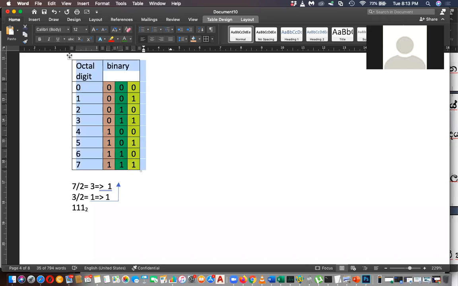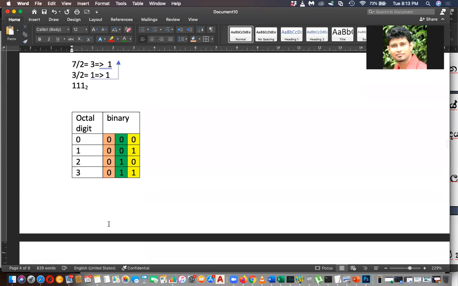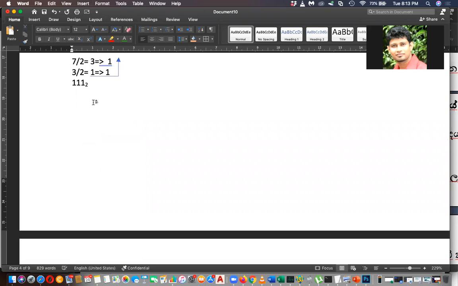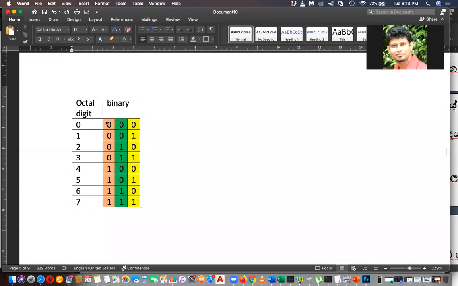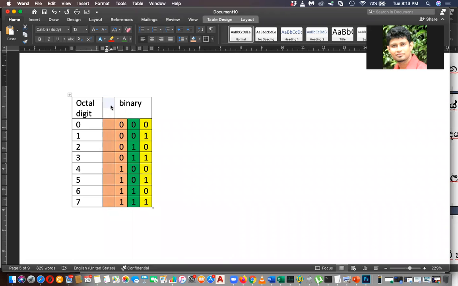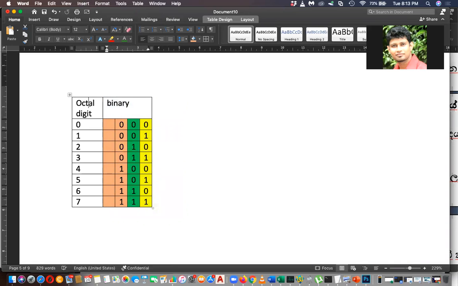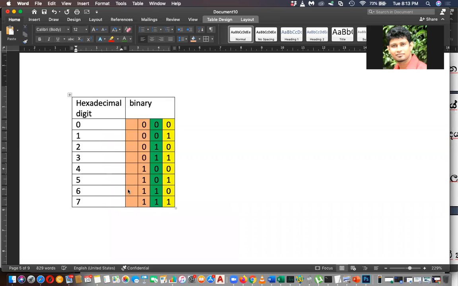Even this other one is the hexadecimal table. If you want to draw the hexadecimal table, no need to calculate. What you can do is increase this by 1 on the left side, and then just merge this, and this is hexa now.